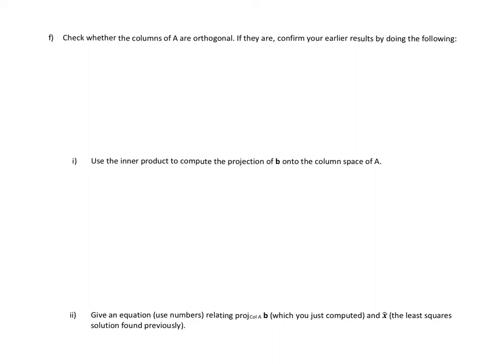Okay, now we're supposed to check whether the columns of A are orthogonal. So the columns of A, I'm just going to rewrite A here. It's 1, -1, 1, and 2, 4, 2. Okay, so are the columns orthogonal? So I'm going to dot. So I have 1 times 2 plus -1 times 4 plus 1 times 2. That is 2 minus 4 plus 2, which is 0. Okay, they are orthogonal.